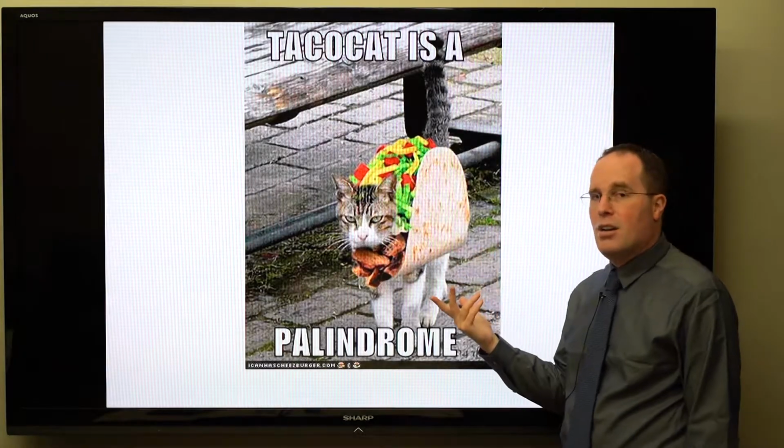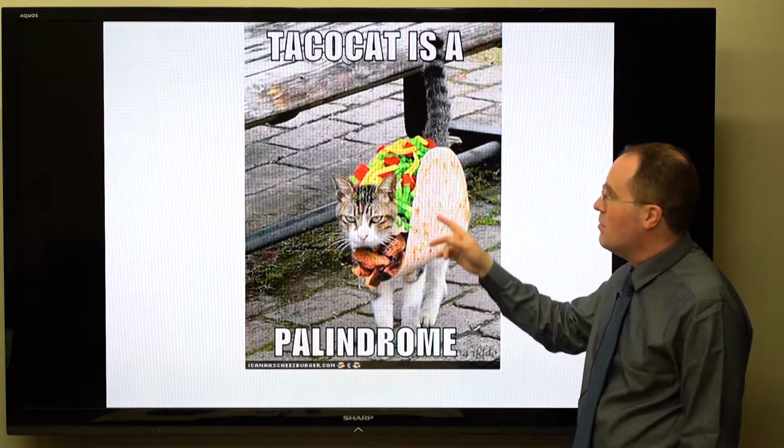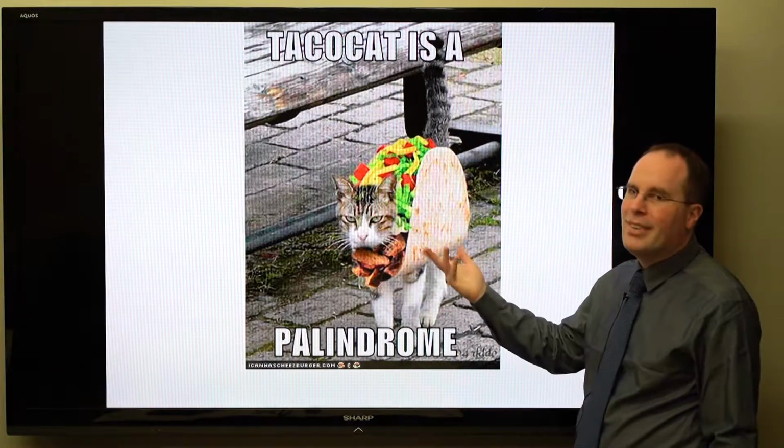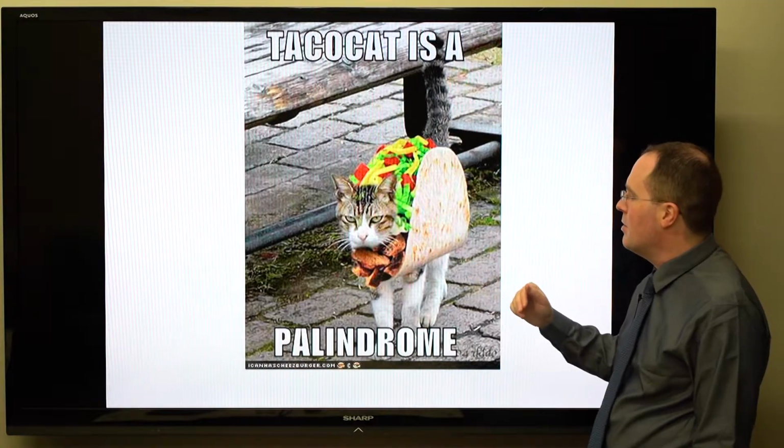Now we're going to talk about TACO. And of course, this is not real. This is probably Photoshop, because a real cat would, of course, be eating the taco, yes.